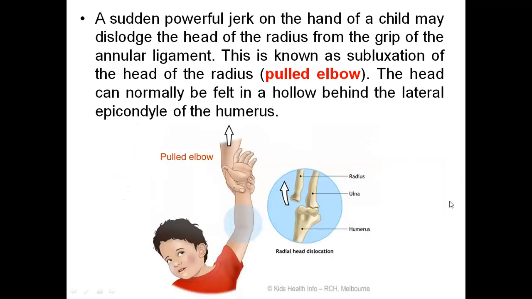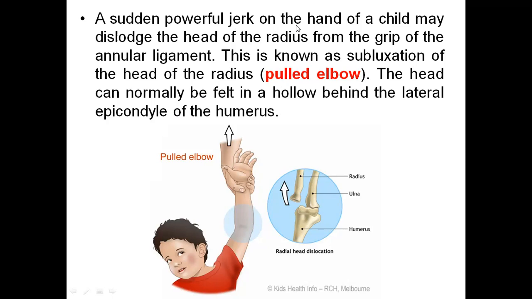And I told you head of the radius is actually fixed in the radial notch of the ulna bone to form superior radio ulnar joint. Then I said we have a ligament which is called as annular ligament which is holding it in place. Suppose if the fibers of this annular ligament are broken because of abnormal pulling of elbow, then you will see head of the radius may be displaced from the radial notch of ulna. You call this condition as pulled elbow.